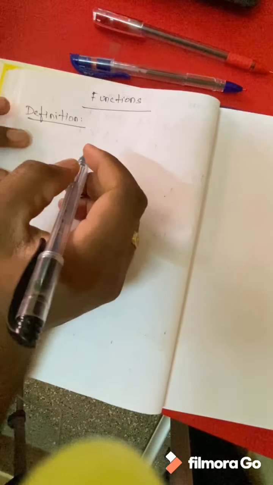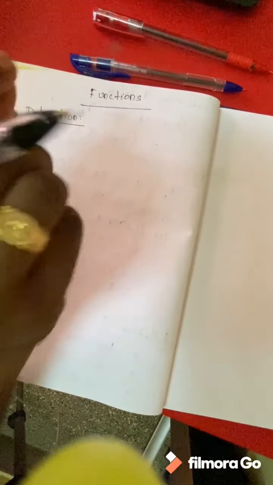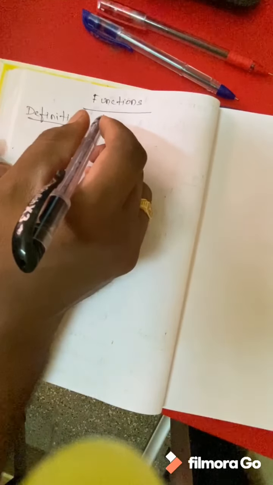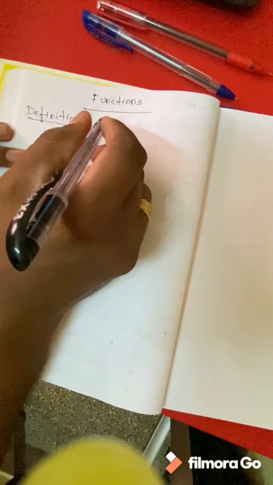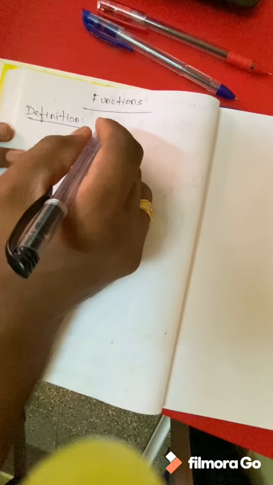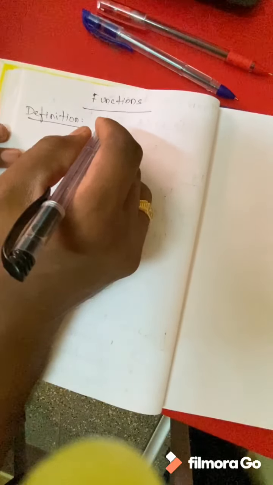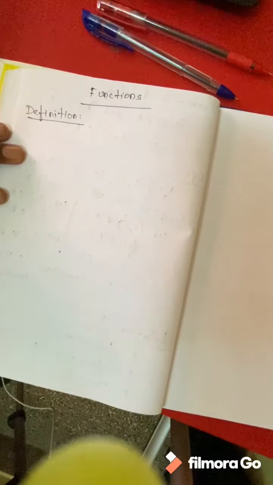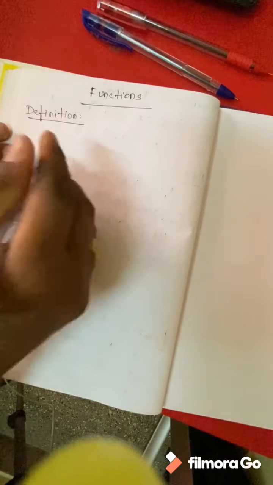So a function is a special type of relation. Let us take two non-empty sets, A and B. The rule between the elements of A and B is called a function from A to B.